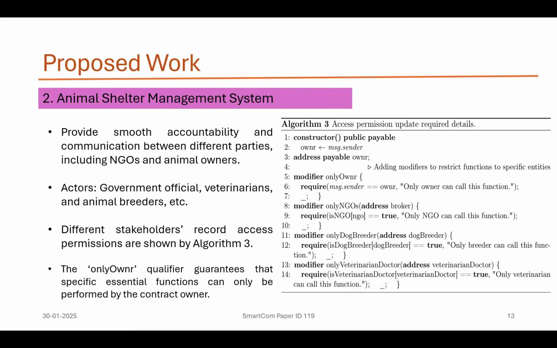So here, the aim of this module is to provide accountability and smooth functioning of the shelter. Here, the actors are government officials, doctors, animal breeders, and so on. Different stakeholders can perform different actions as shown in the algorithm. This way, this module gives control to different actors for their different roles.